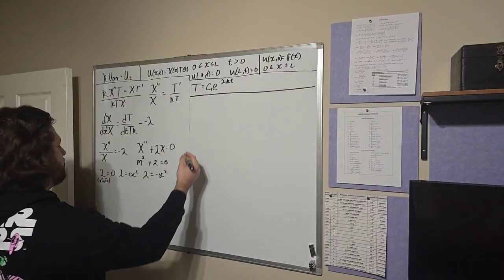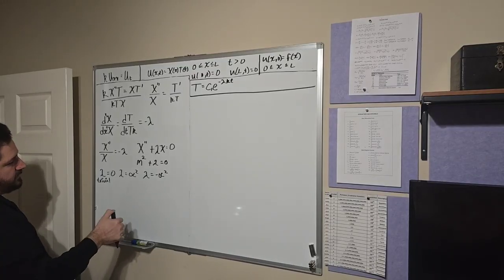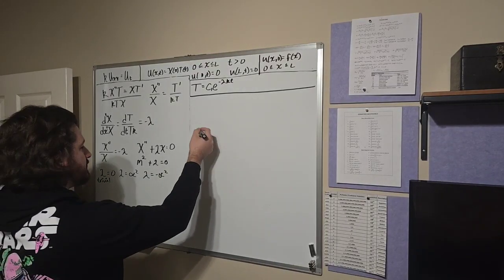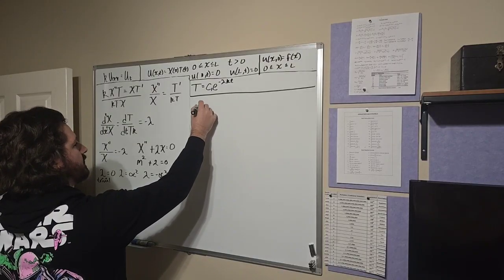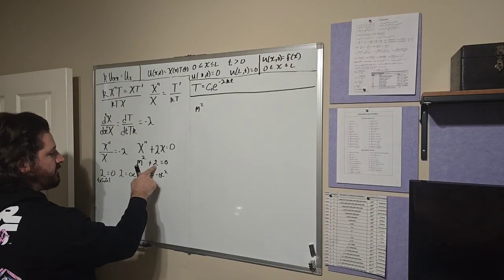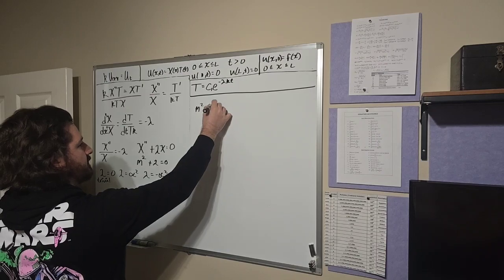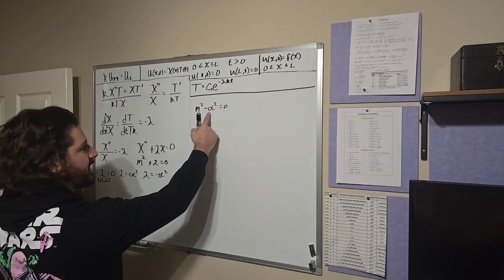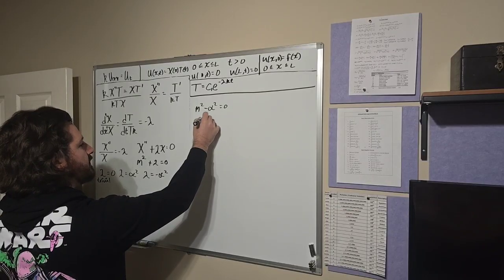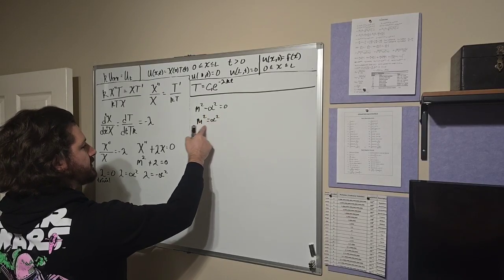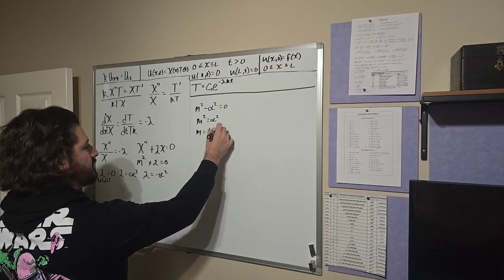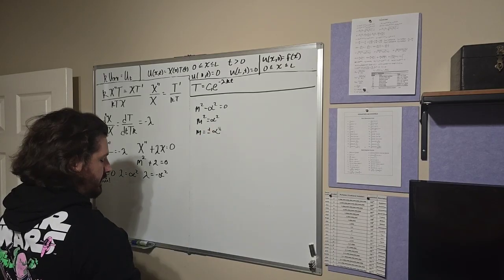Okie doke. So in our next case, let's do lambda equals negative alpha squared next. So we have m squared, and then we're plugging in negative alpha squared for lambda, so that's going to be minus alpha squared equals 0. And so now we can solve this algebraically by adding this alpha squared over. So we have m squared is equal to alpha squared, and we can square root everything. We get m is equal to plus or minus alpha, just alpha, sorry.